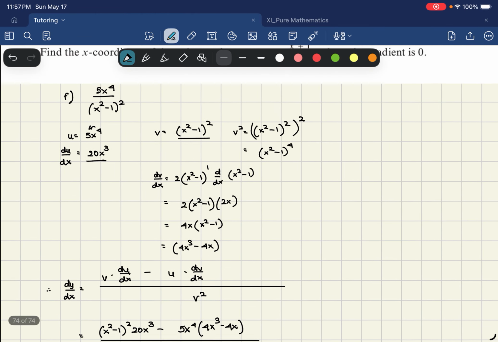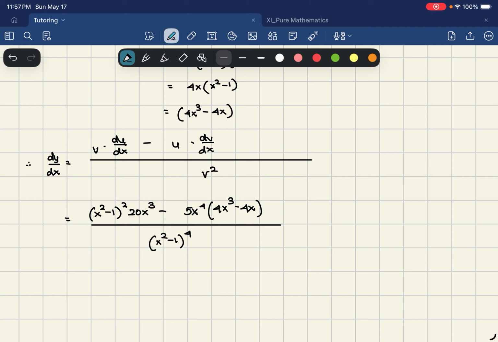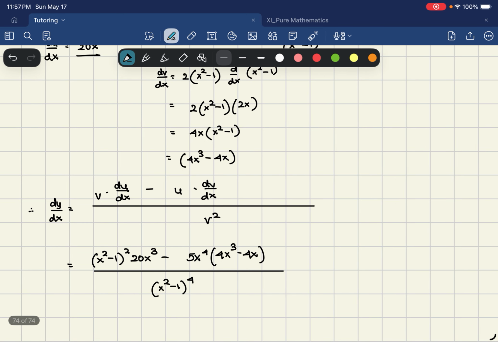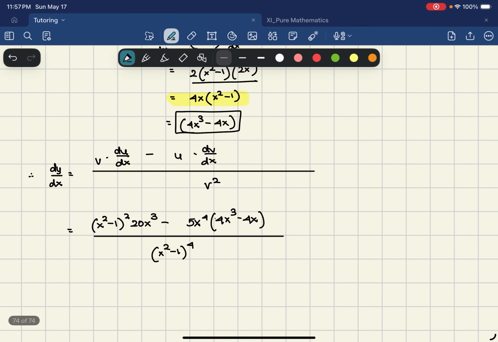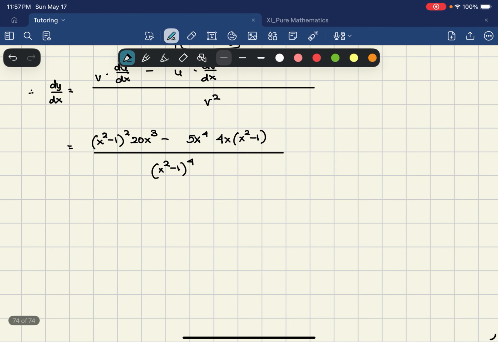All right. So actually, if you think about it, rather than taking 4x cubed minus 4x, let me write it as this expression. And you can see why that will be helpful in a while. So I keep my 5x to the power 4, but this part, dv by dx, I will choose to write it as 4x times (x squared minus 1). And the reason being is that I can cancel x squared minus 1, at least one term, right?